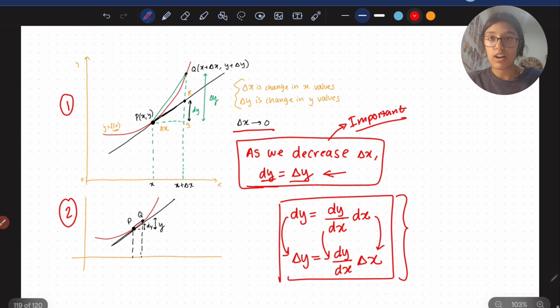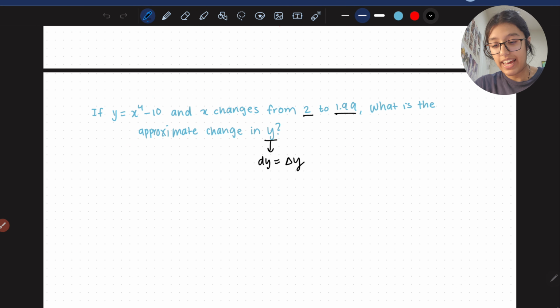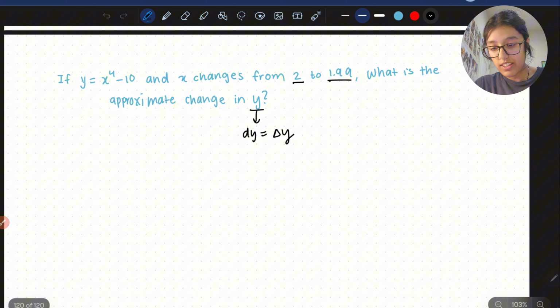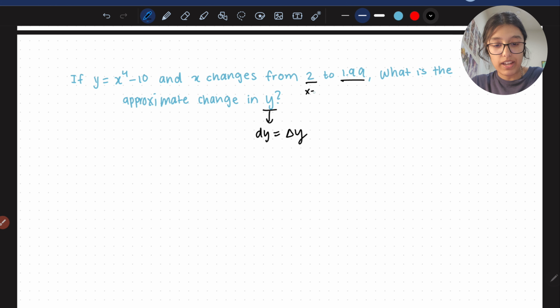This will help us in our future word problems. Okay, so our first problem here: we have if y equals x to the power 4 minus 10 and x changes from 2 to 1.99, what is the approximate change in y? And I made a little note so that we know dy is equal to delta y, as we just saw before. So in this case, we have to find the approximate change in y when you go from x equals 2 to x equals 1.99.